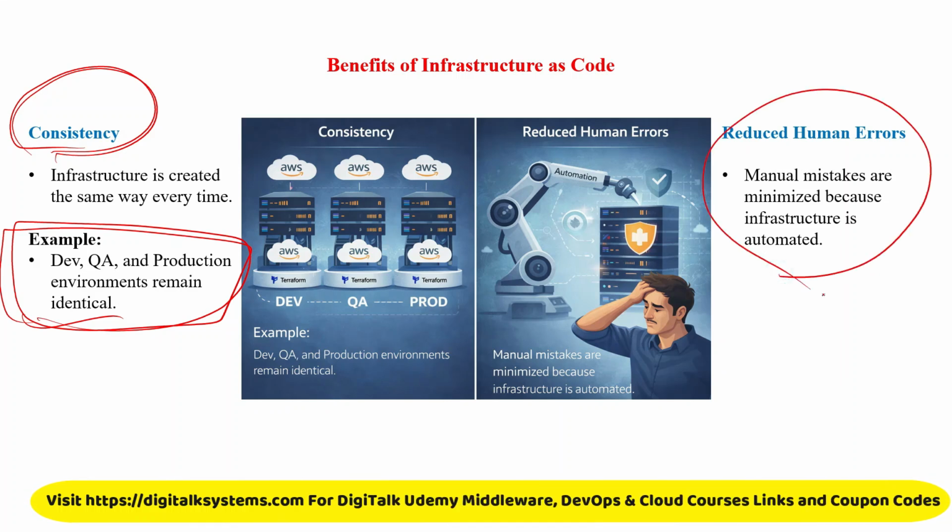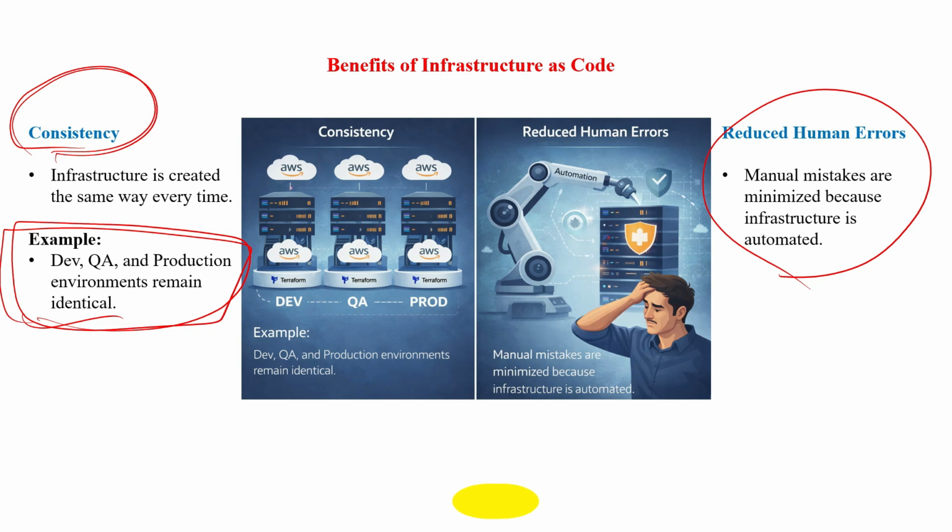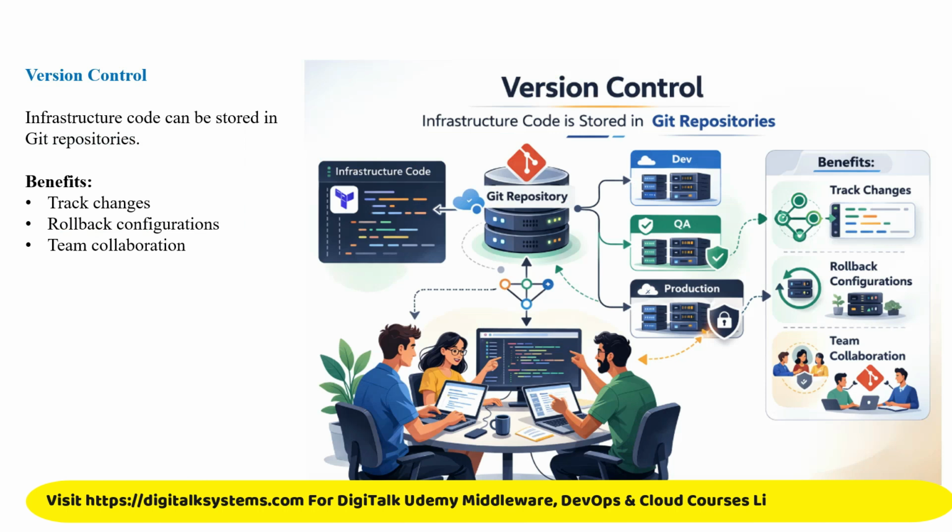So it reduces human error because it's completely automated. We have scripts in place, so we are just executing the script with the predefined configurations that we have used earlier as well, right? So there is less chance of human errors.